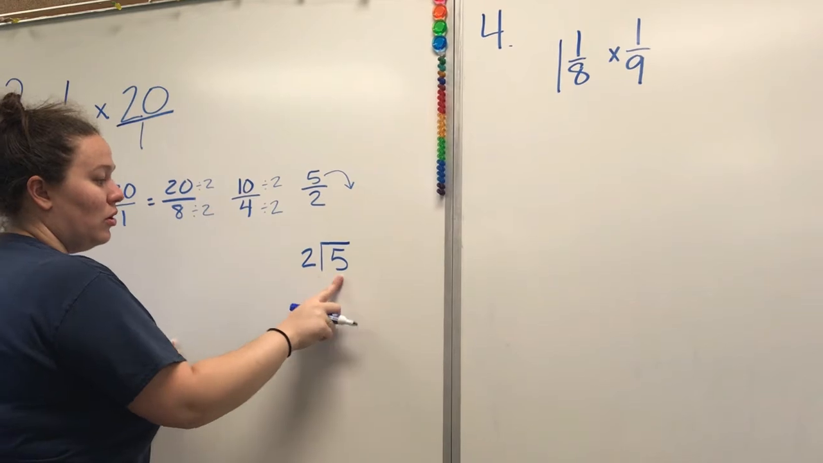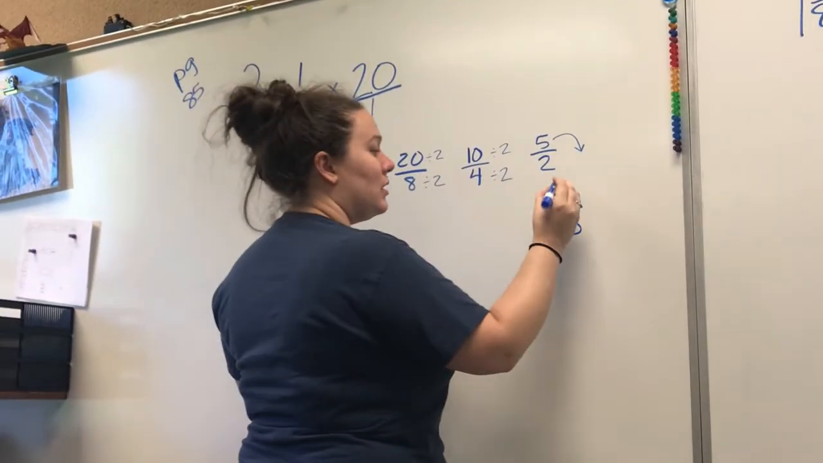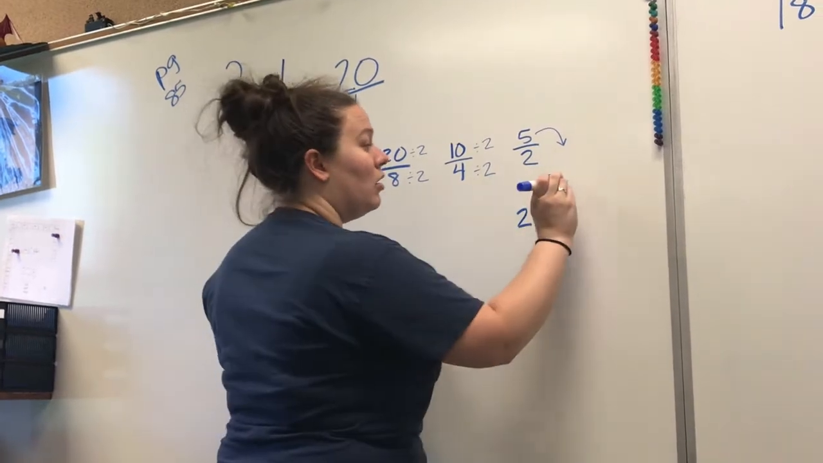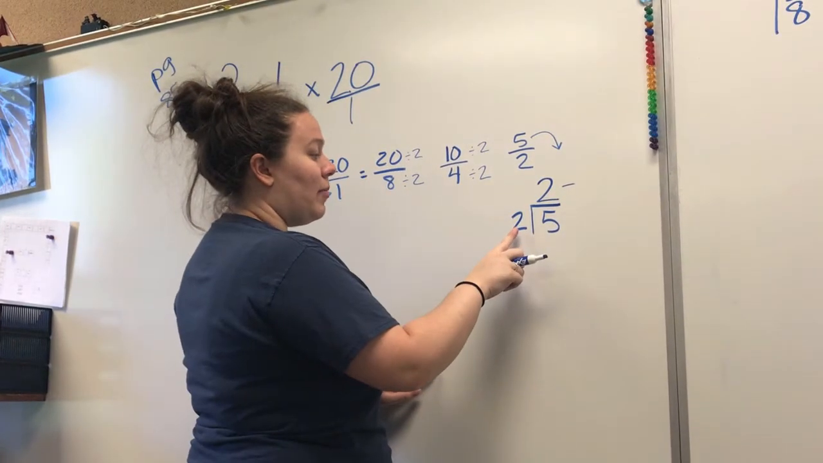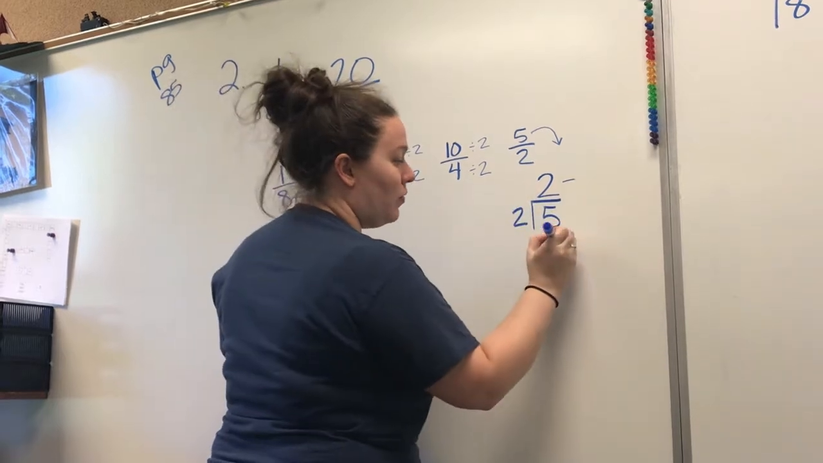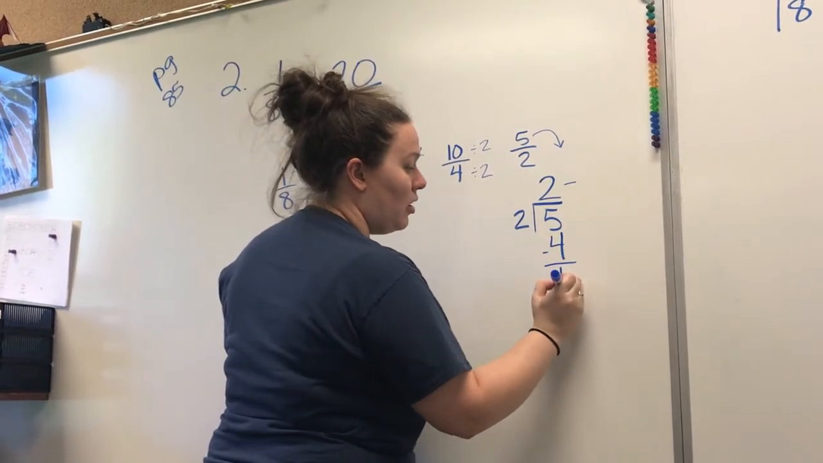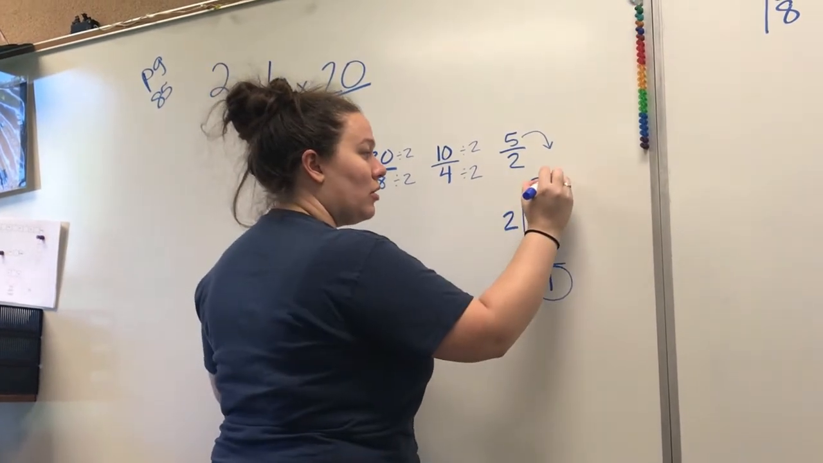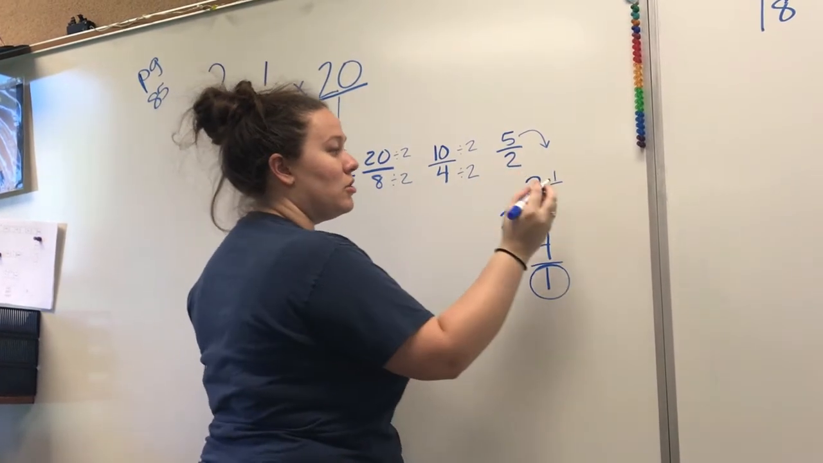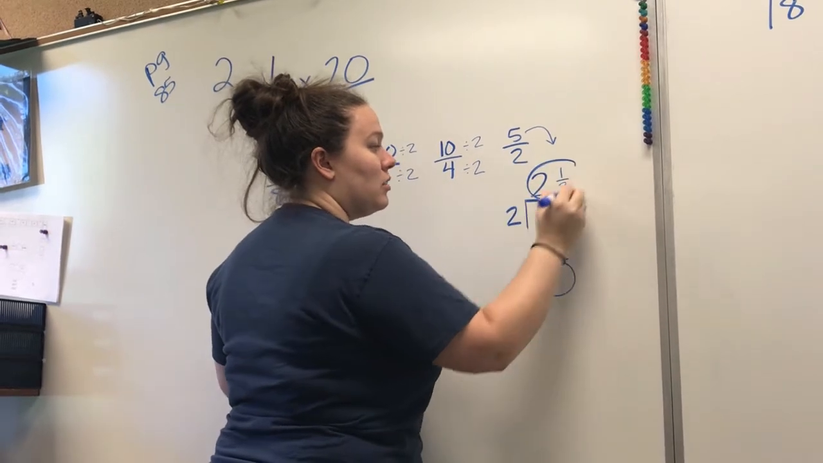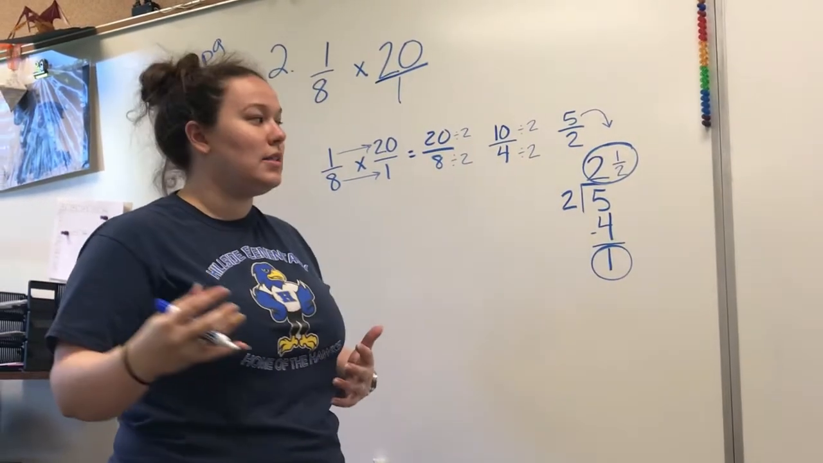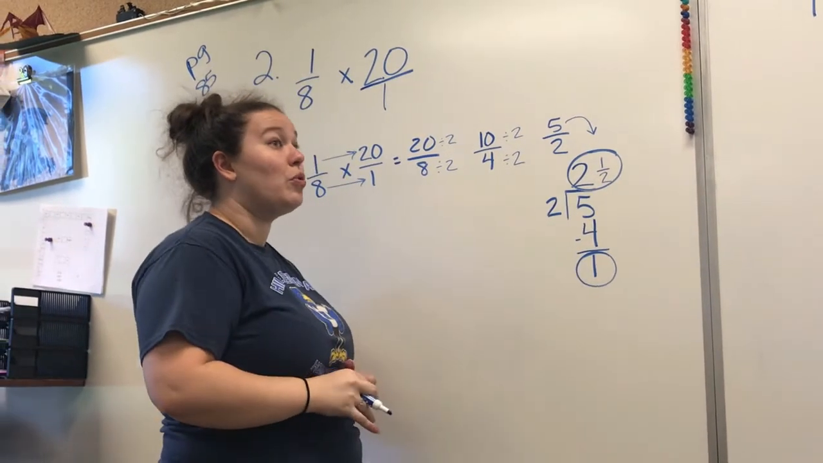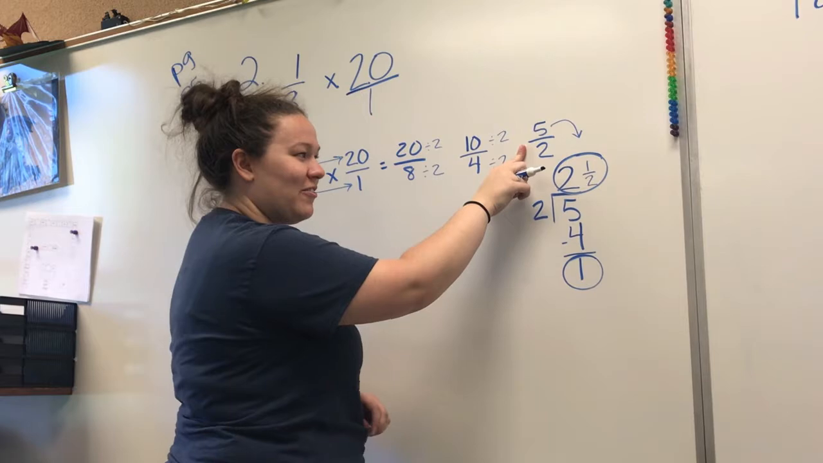Can 2 fit into 5? Yes, it can. It can fit into it 2 times. That's going to be your whole number. Put a fraction line. 2 times 2 is 4. Subtract it, 1. This 1 is your remainder. That goes on the top, and you keep your original denominator. That is the bottom. We'll do more practices like that. So this is your final answer. This is a proper fraction rather than an improper fraction.